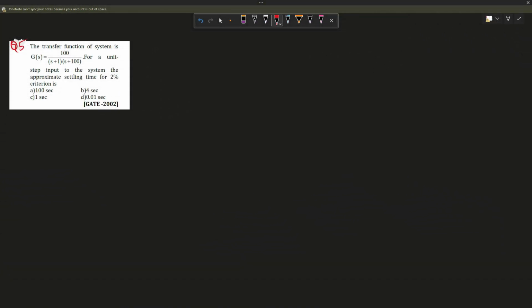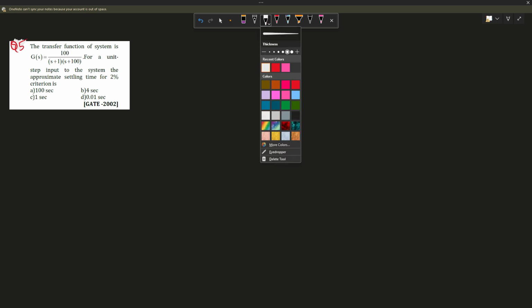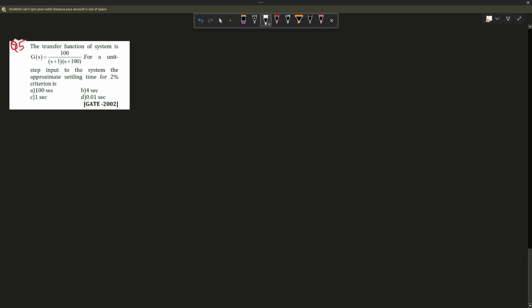In the next question, the transfer function is given. For a unit step input to the system, the approximate settling time for 2% criterion is dash. 4 options are given to us. The easier way to solve this problem is by using the dominant pole concept. One pole at -1 and another one at -100. So this pole does not have much impact on the system.